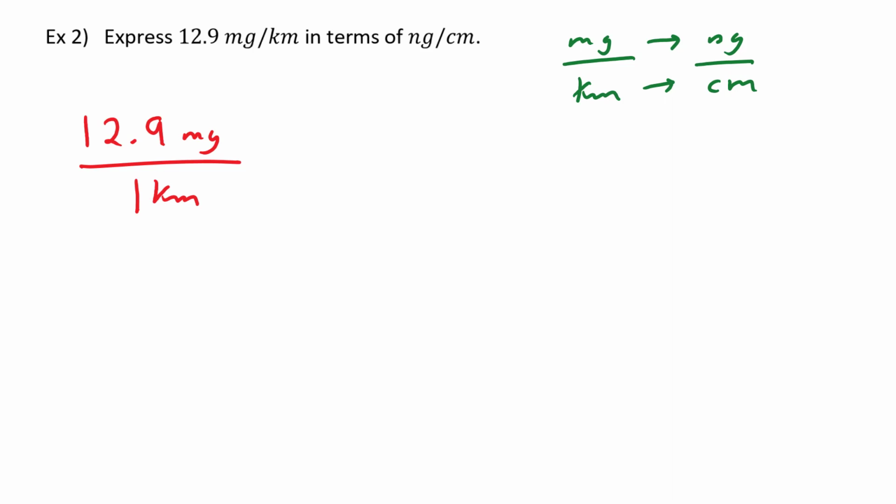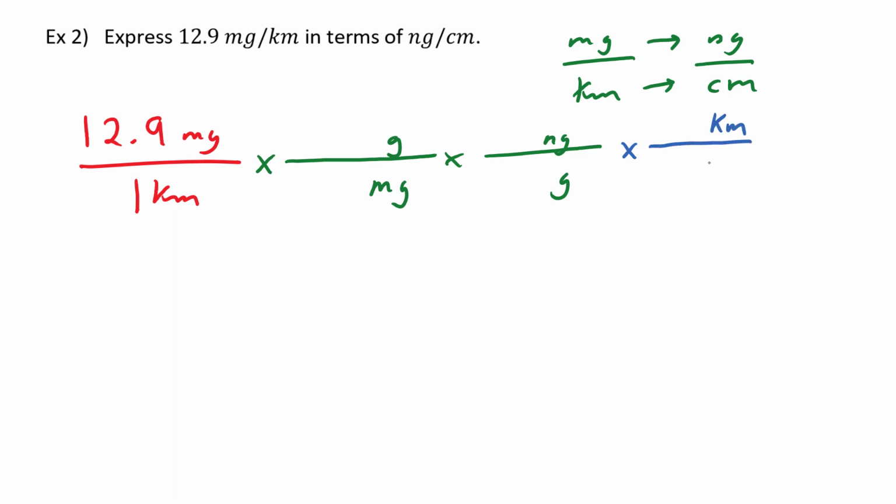So let's first convert from milligrams to nanograms. Let's go from milligrams to the standard unit grams, and then we'll go from our grams to our nanograms. Next up, let's convert from kilometers to centimeters. Kilometers is on the bottom, so kilometers is on the top here. Standard unit on the bottom there, meters. And then here we're going from meters to centimeters.